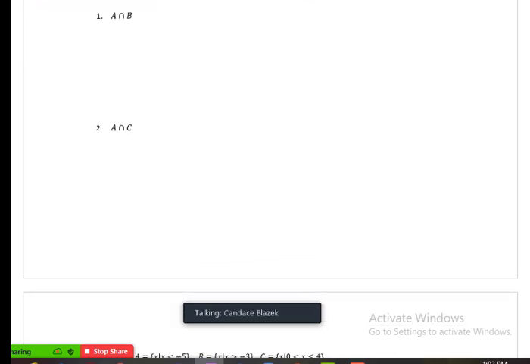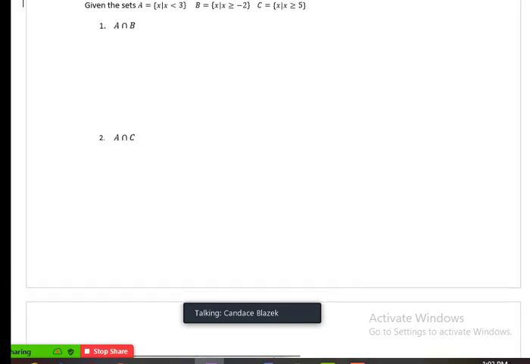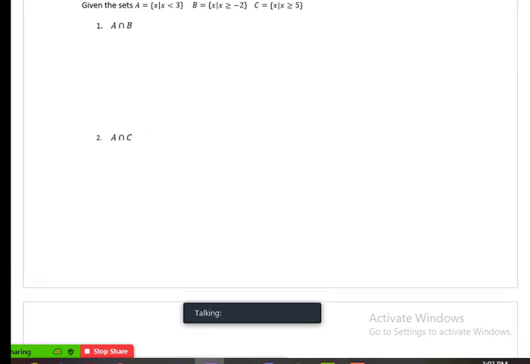So given the sets, set A is equal to, and how we say this is the set of all x. That's the variable we're using. That up and down line means such that, and this is the piece right here. This is the piece that describes the set. X is less than 3. So the set is all of the values less than 3.